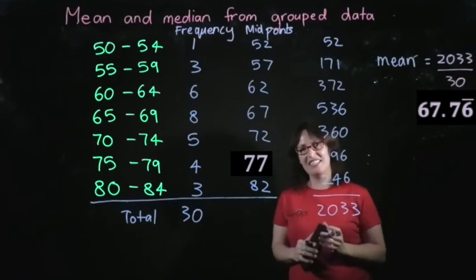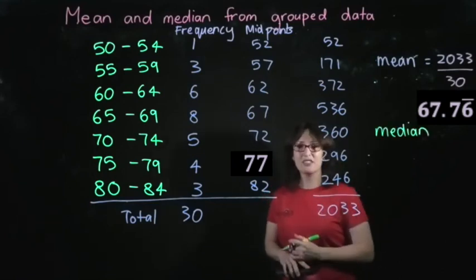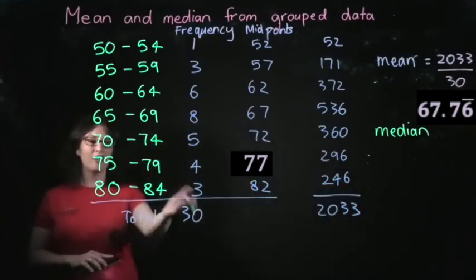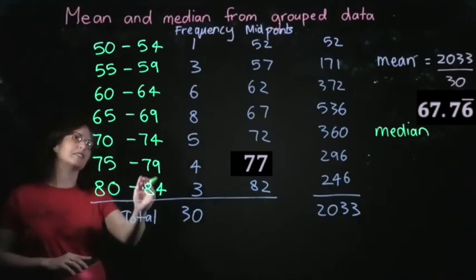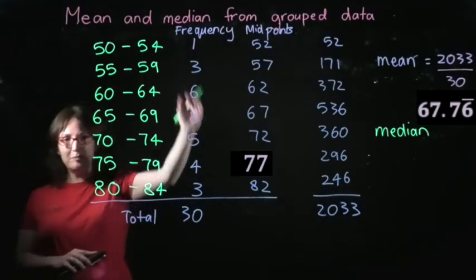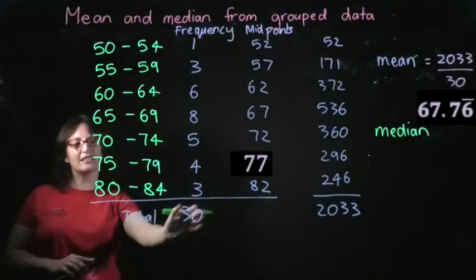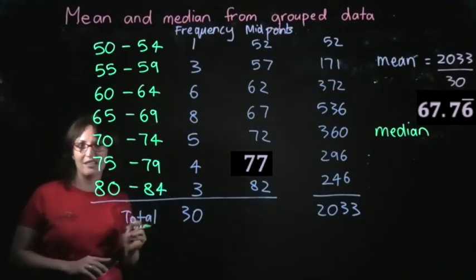But what about the median? To work out the median, you may remember a formula that is n plus 1 over 2. So how many numbers have we got here? 30. So we're thinking about the halfway point. We're trying to think about, if you had all these people in order, where roughly is the middle? You might be able to guess that it's around the 15 mark. So where is the 15th person, roughly?